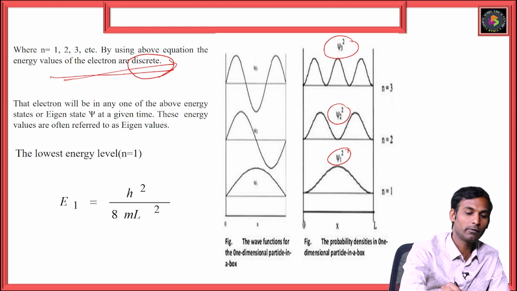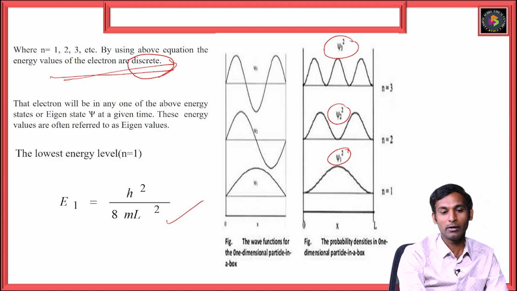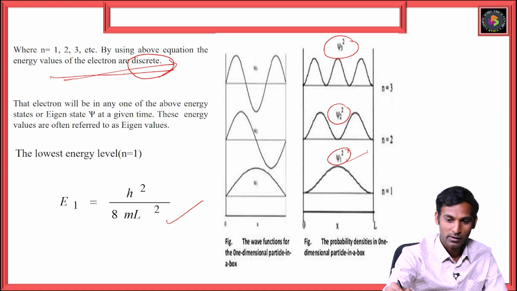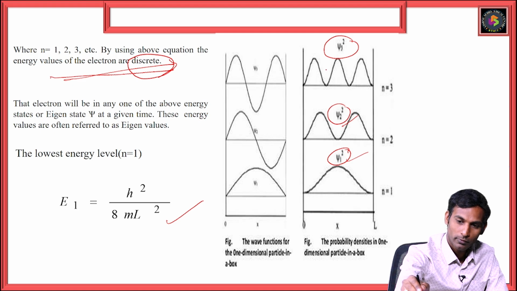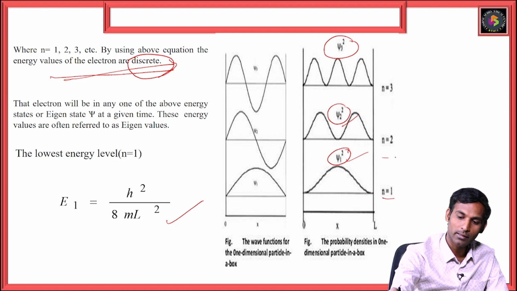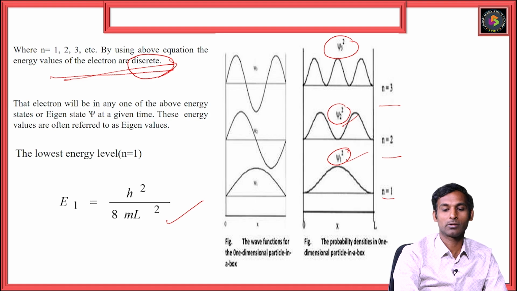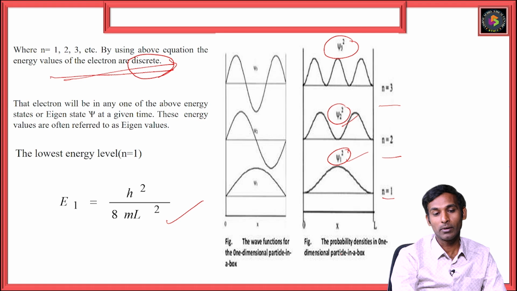See here, 1 indicates the first order energy. That means it is the lowest order energy. So, the electron will be in any one of the above energy states, the eigen states, at a given time. These energy values are represented as the energy eigenvalues of the system. The probability density function you can observe here, along with the wave function value for the first order, second order and third order. Here also it is completely maximum. In this slide, we also have to observe the nodes and anti-nodes. One diagram indicates the wave function value, and one diagram indicates the probability density function value. This is about the particle in a one dimensional box.